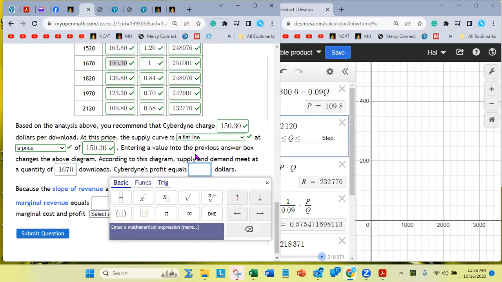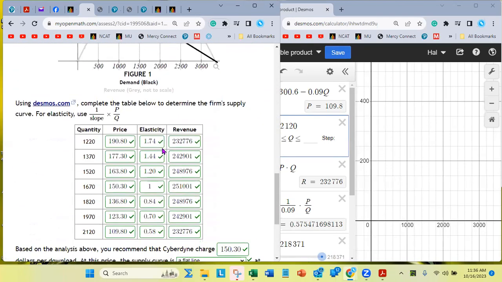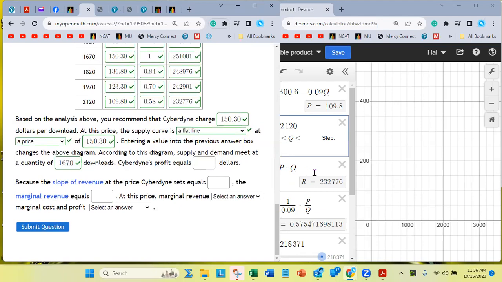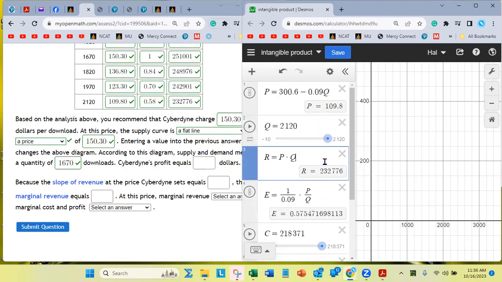And then what is our profit equal to? Well, let's make sure we got this right. Our profit's already calculated over here, right? Here's our quantity. Here's our revenue, right? Our revenue is 132,776. Whoops, sorry. We've got to reset to 1670, right?